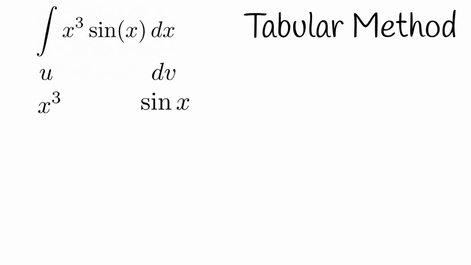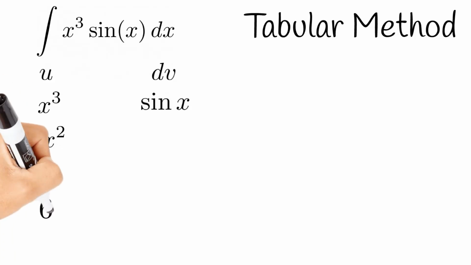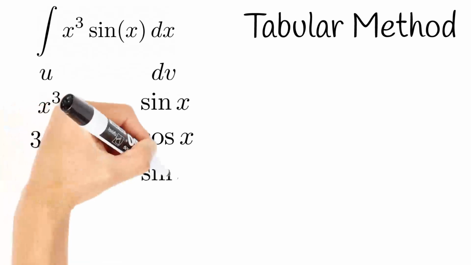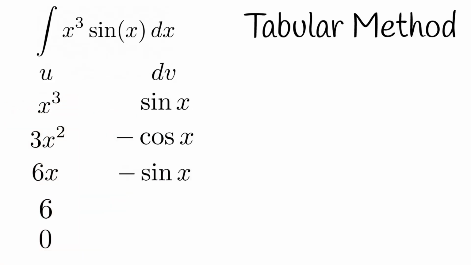On the polynomial side, let's go ahead and take all the derivatives. The derivative of x cubed is 3x squared, the derivative of 3x squared is 6x, the next derivative is 6, and the last derivative is 0 because the derivative of any constant is 0. On the antiderivative side, the antiderivative of sine of x is negative cosine of x, and the antiderivative of negative cosine of x is negative sine of x, and the antiderivative of negative sine of x is cosine of x, and finally the antiderivative of cosine of x is sine of x.